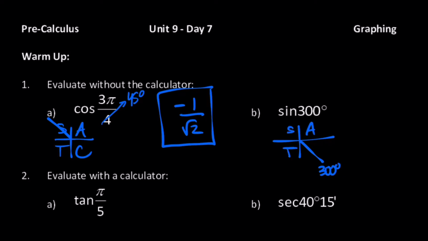A, S, T, C. So right now, since that's cosine's quadrant, I'm evaluating sine, I know my answer is going to be negative. Here's the issue that we have. Remember, the angle's always drawn to the x-axis. So my reference angle is 60 degrees. That's the difference between 300 and 360. So sine of 60 degrees we need to have memorized is square root 3 over 2.